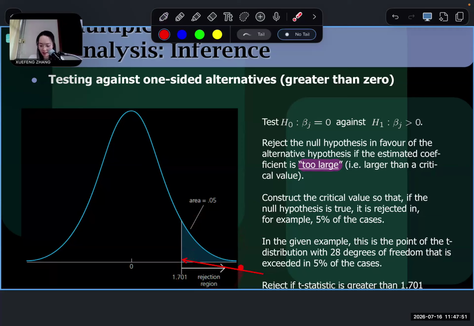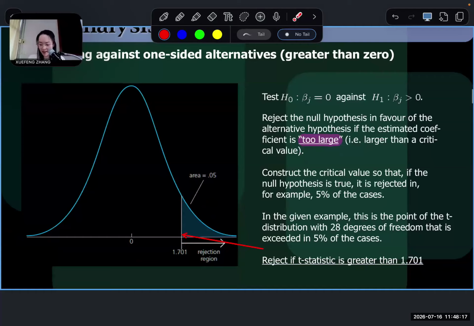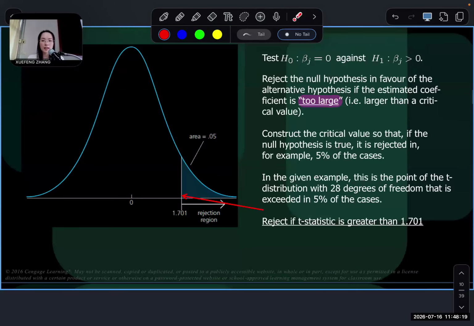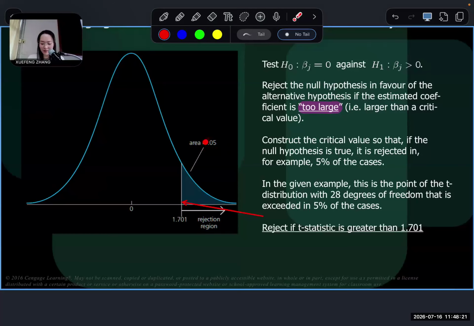Take a look at here. The shaded area, we call it the rejection region, okay? And how large is too large? We pick a critical value so that if H0 were true, we'd only land in that rejection region 5% of the time. That's the shaded area, okay? 5%, which means 0.05 in the picture, okay? 0.05 means 5%.